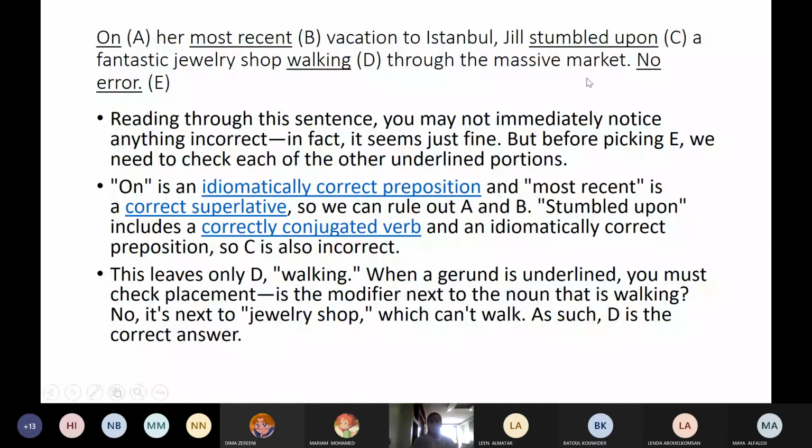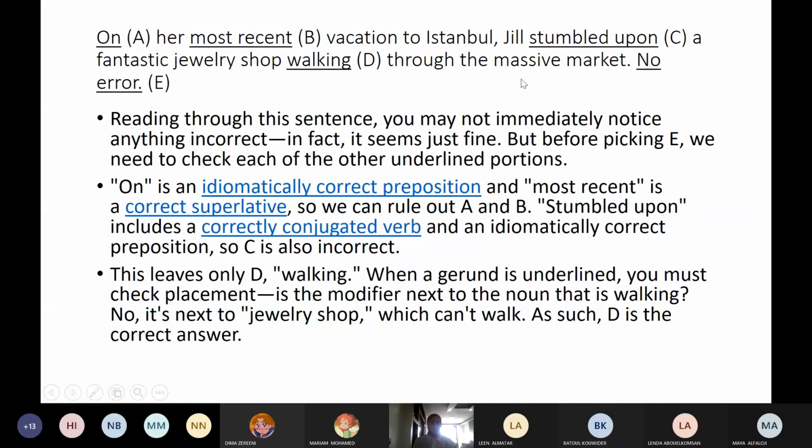Which one is wrong? No one? Reading through the sentence, you may not immediately notice anything incorrect. It is correct; in fact, it seems just fine. But before picking A, before you go to no error, we need to check each of the other underlined portions. "On" is a preposition, correct. "Most recent" is a superlative, it is correct. Okay? "Stumbled upon," correct.